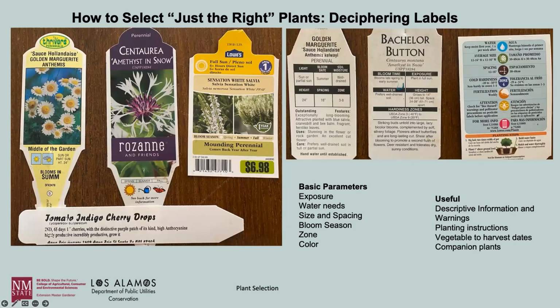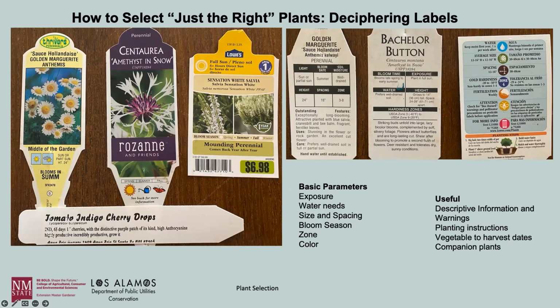All right, so maybe we've made our list and we've got in our minds exactly what we want to plant. And then we're wandering through the nursery and we see this plant that is beautiful. So how do you select just the right plant? Well, you need to decipher the label. And maybe some of you know how to do this, but I'm going to go through it kind of quickly.